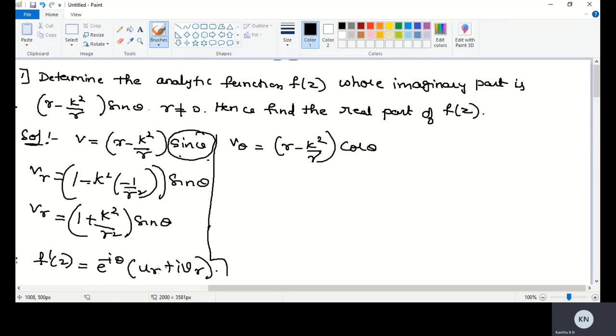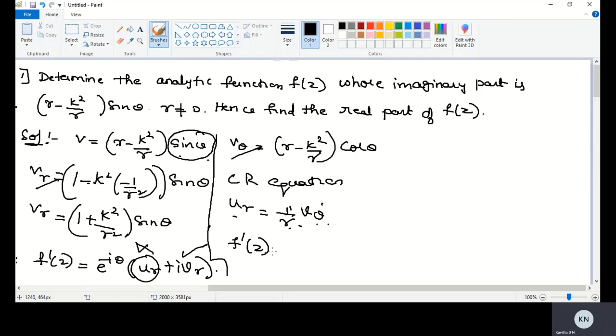Observe here, we know the Vr and V theta, but we don't know the Ur. Now use the CR equation. Ur is equal to 1 by r into V theta. Take down f dash of z is e to the power of minus i theta, where Ur is 1 by r v theta, plus i into Vr.